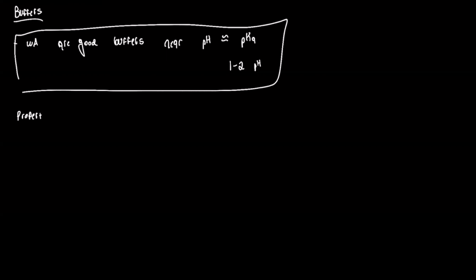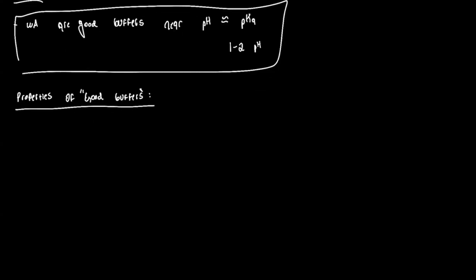So, properties of good buffers. And they're called quote unquote good buffers because one of the scientists' names was, I think, Norman Good or something like that. Yeah, Norman Good. Okay, so our first property, we want a pKa to be around 7.